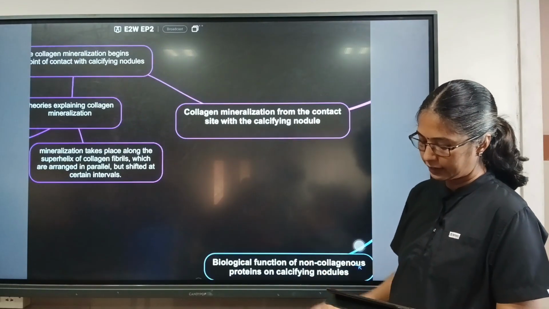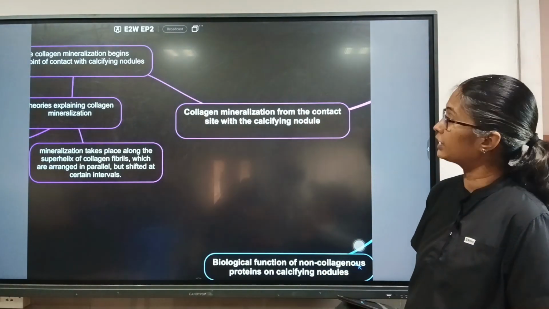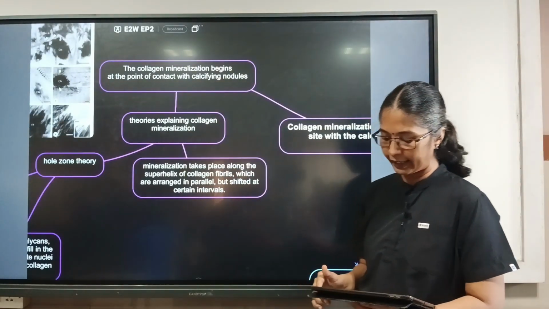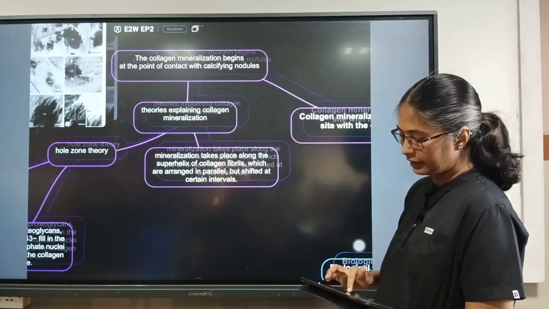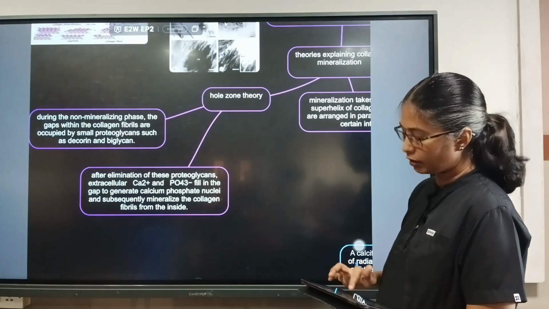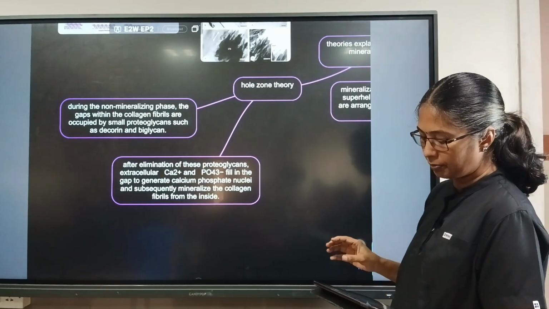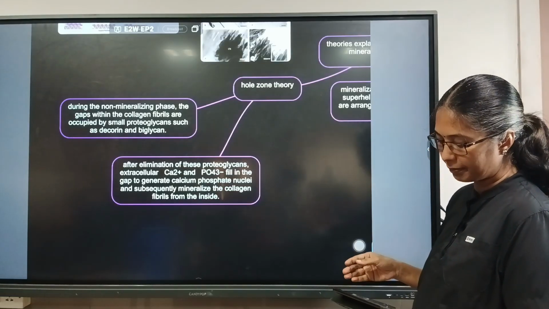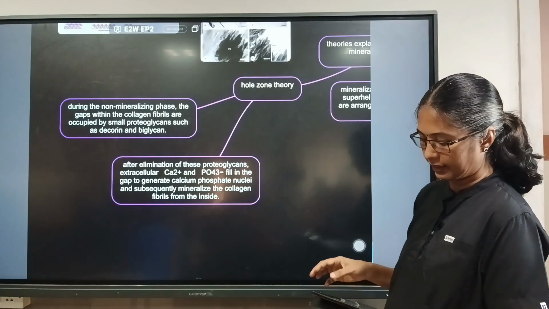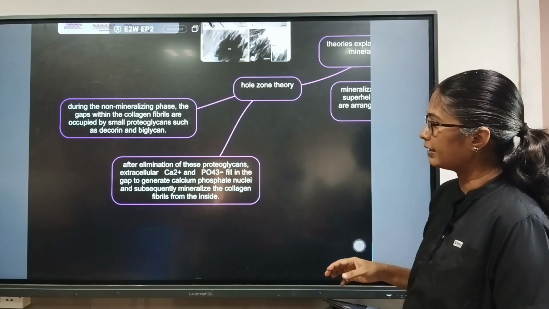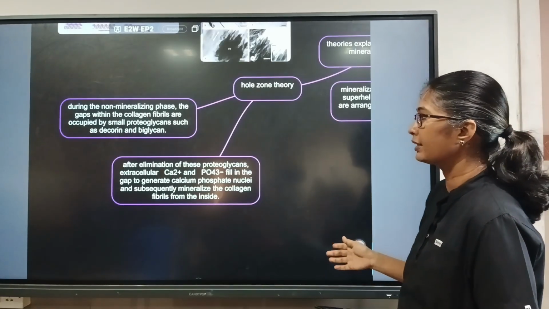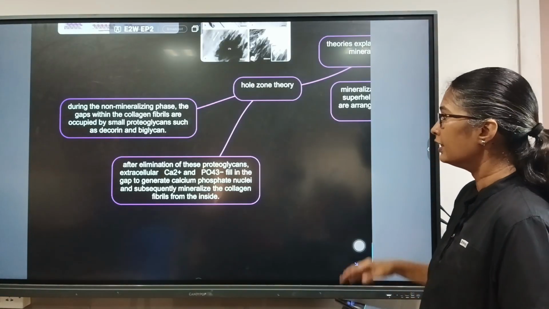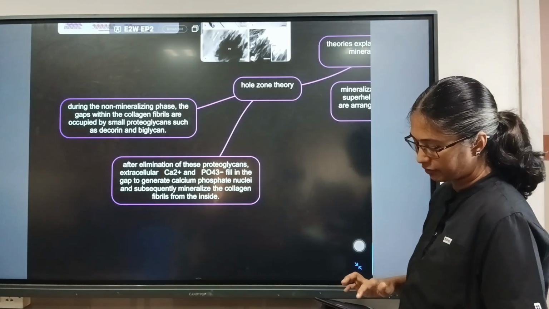And what about the collagen mineralization from the contact site with the calcifying nodule? So the collagen mineralization begins at the point of contact with the calcifying nodules, and the theory explaining collagen mineralization is the hole zone theory. During the mineralizing phase, the gaps within the collagen fibers are occupied by small proteoglycans such as decorin and biglycan, and after elimination of these proteoglycans, extracellular calcium and phosphate fill in the gap to generate calcium phosphate nuclei and subsequently mineralize the collagen fibers from the inside.